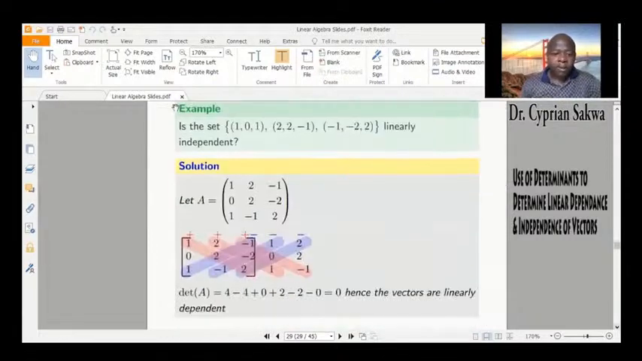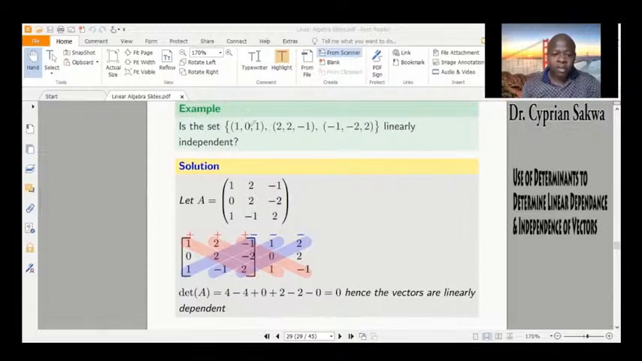Okay, I have this set, comprising this vector, this other vector, and this other vector. The question is, is it linearly independent? So I extract my matrix from this.